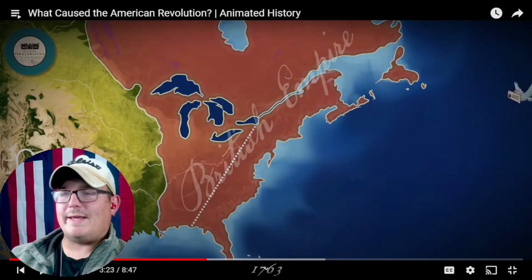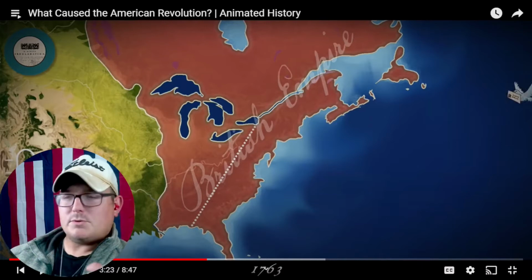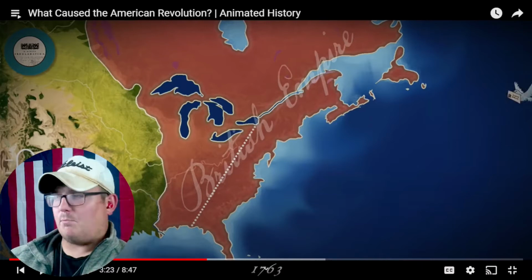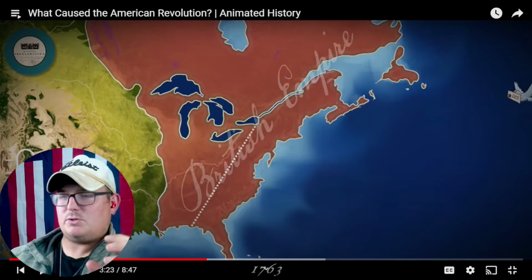What's always been interesting to me about this is that almost everything from the British perspective in regards to the colonies is surrounding money in some way, shape, or form, right?